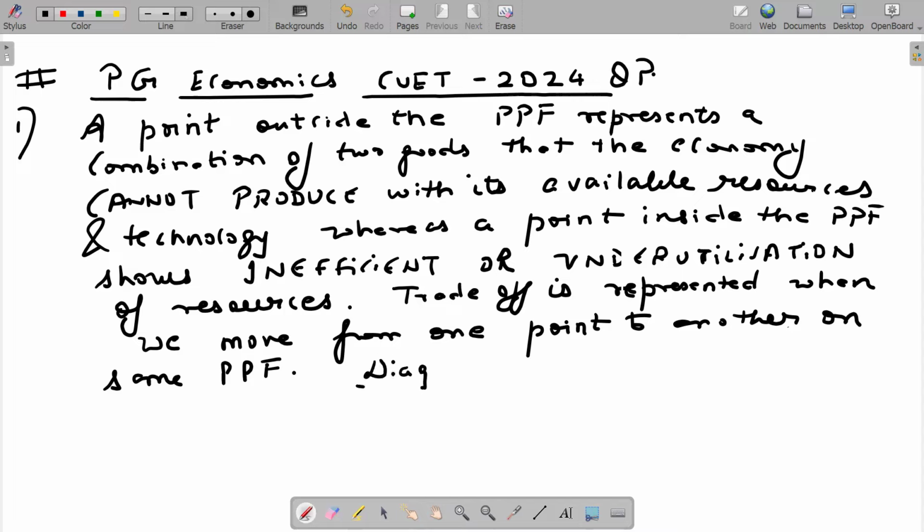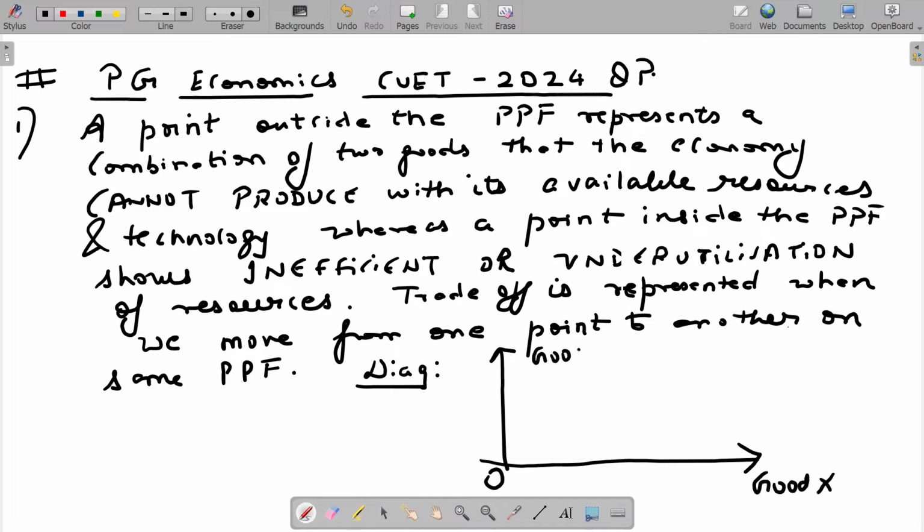Although all this was not required, we had to mark the correct answer, but my job is also to give detailed explanation to students as to how we got that answer. Suppose we have two goods, good X and good Y. Then the production possibility frontier is going to look like this. PP denotes my production possibility frontier.